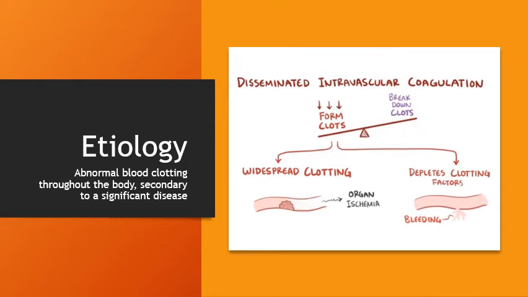The etiology of disseminated intravascular coagulation is the abnormal blood clotting throughout the body, secondary to a significant disease. Shown in the picture is the scale where forming clots is basically outweighing breaking down the clot. This causes widespread clotting throughout the blood vessels in the body and can cause organ ischemia, and it can also lead to the depletion of clotting factors, which may lead to bleeding.